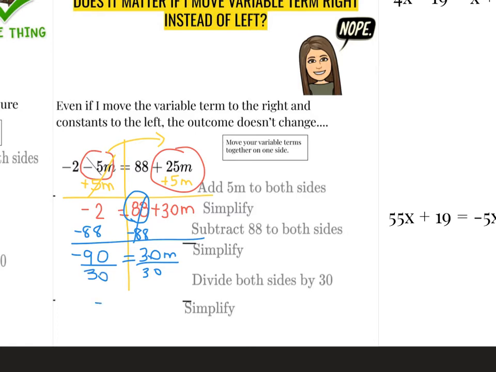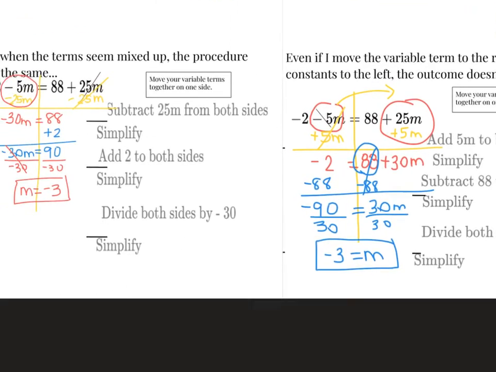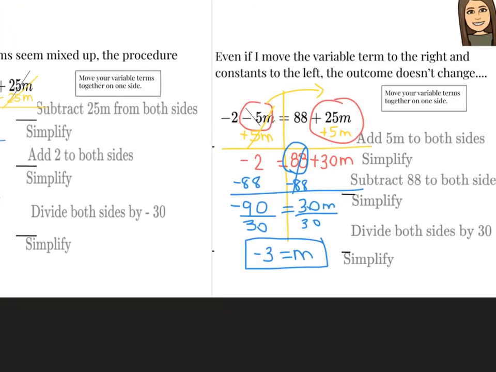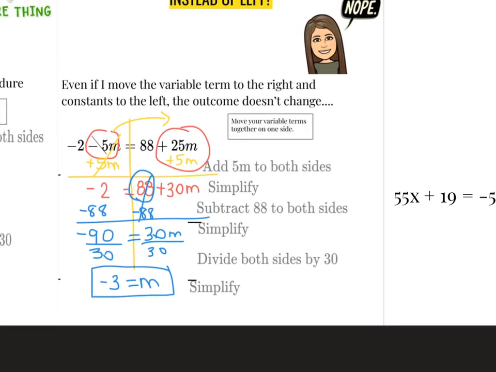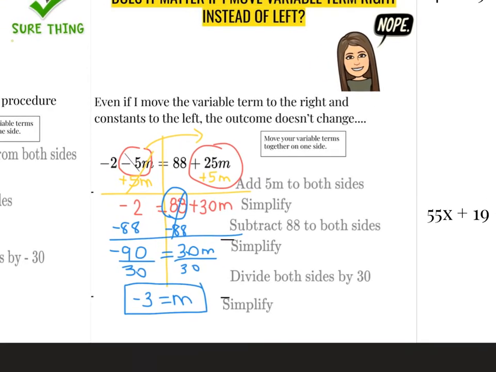And negative 3 equals m. So let's see, was that the same answer we had before? M equaled negative 3, negative 3 equals m. So it doesn't matter if you want to move the variables to the left side or the variables to the right side, but more commonly, they usually move the variables to the left side, but it's up to you.